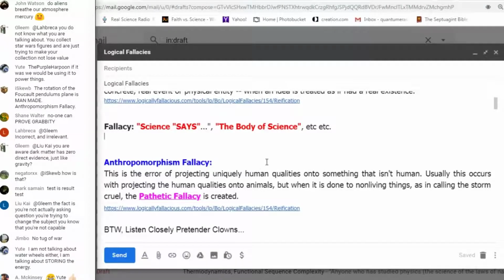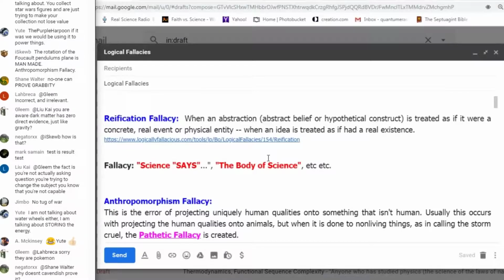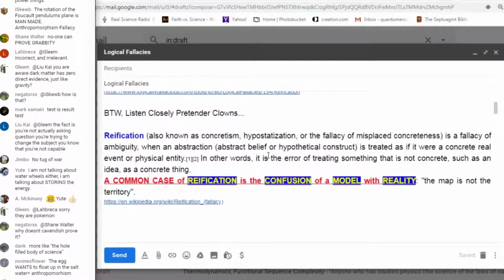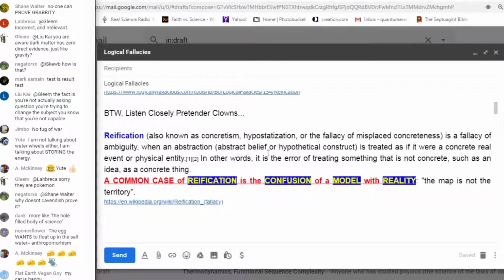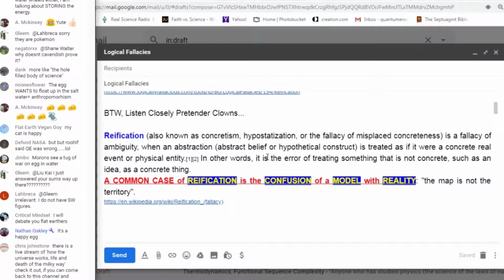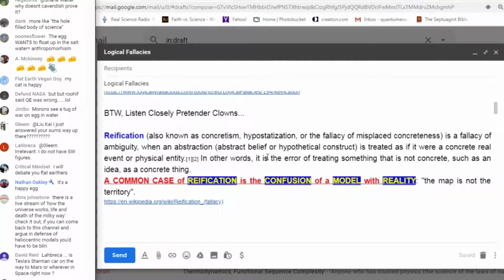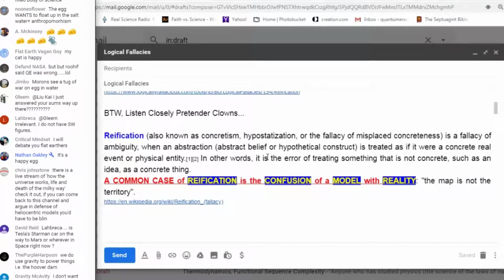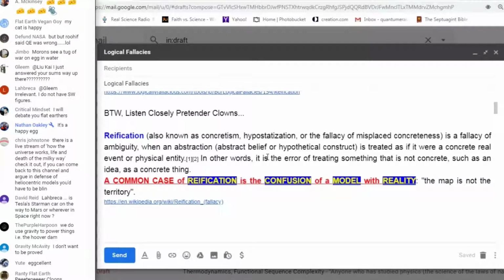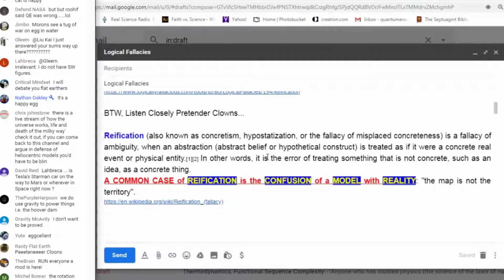Now back to the story where I said I had to do a little more research on this, and I said, you know what? Let's go to the Wikipedia and look up reification fallacy, right? And guess what it gave me? Here it is. So listen closely, pretender clowns. Reification, also known as concretism, hypostatization, or the fallacy of misplaced concreteness, is a fallacy of ambiguity when an abstraction, that is, an abstract belief or hypothetical construct, is treated as if it were a concrete real event or a physical entity. In other words, it is the error of treating something that is not concrete, such as an idea, as a concrete thing. Are you listening?